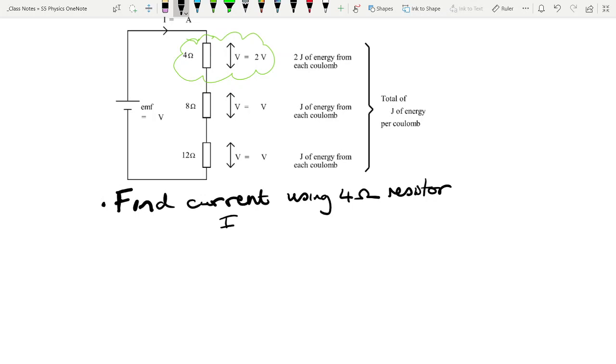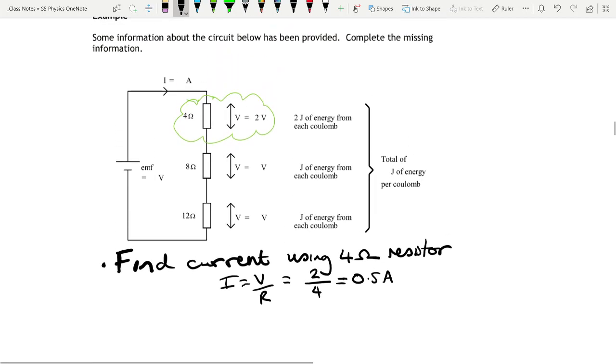So we know that current is the voltage over the resistance. The voltage of the 4 ohm resistor is 2. The resistance of the 4 ohm resistor is 4. So the current is 0.5 amps. So we've got 0.5 amps there. So that's how we know the current.